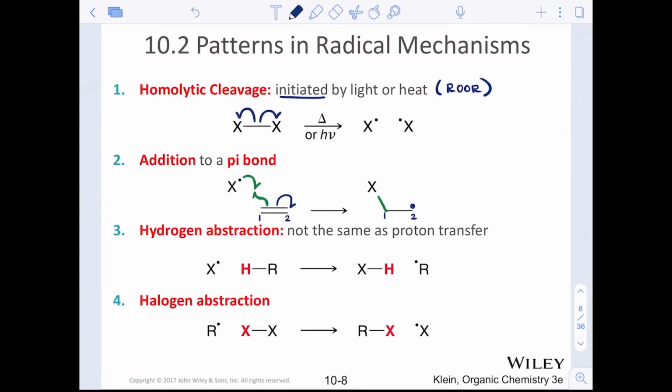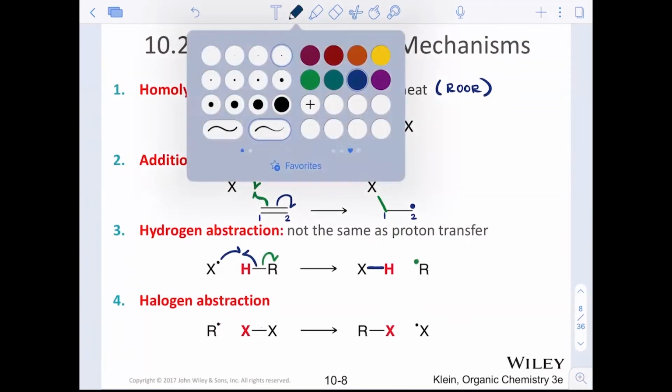Hydrogen abstraction is not the same as a proton transfer, because here we are not doing heterolytic cleavage. We're not actually transferring a proton, an H+ cation. We're actually transferring a hydrogen. So a radical can come in and swap partners with that hydrogen. Notice one electron is going to carry from the H-R bond to the X radical. That makes that new bond, and I'll try to color code here. The leftover creates the radical on R.